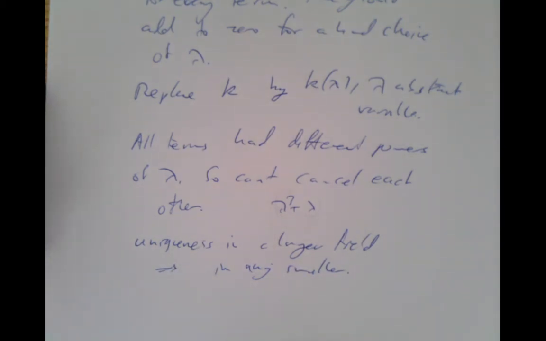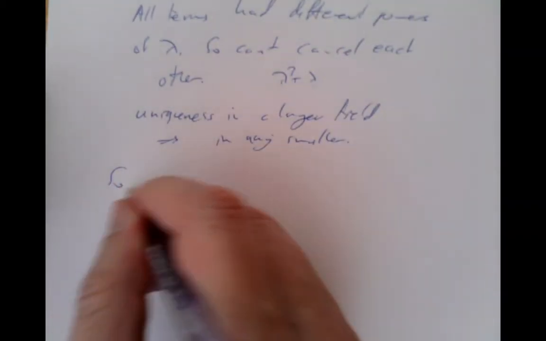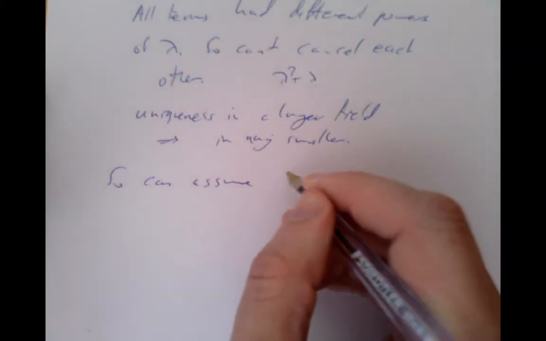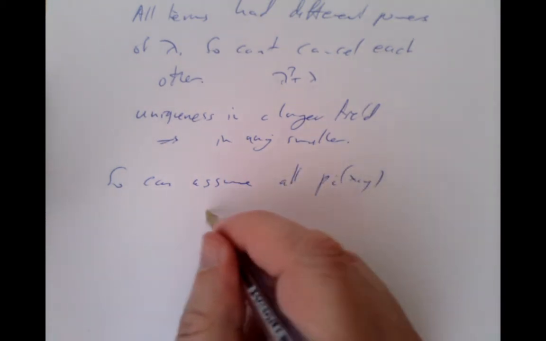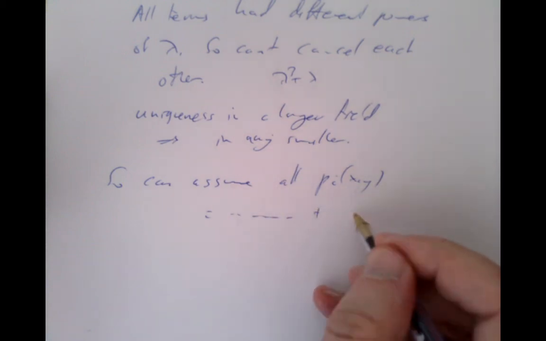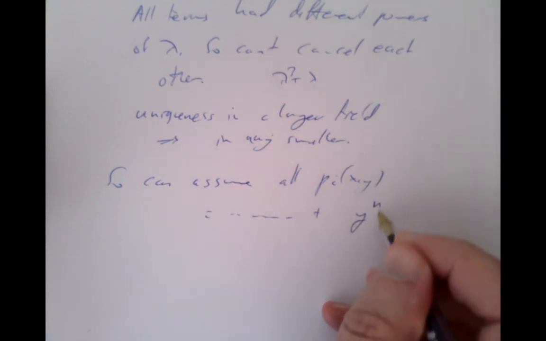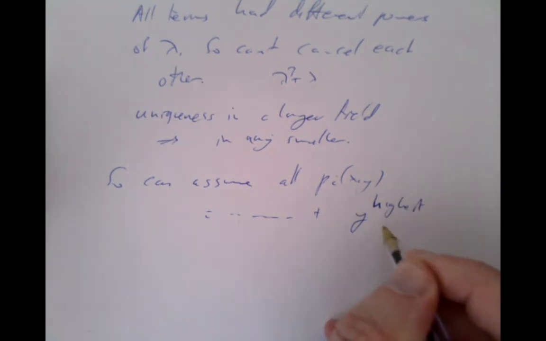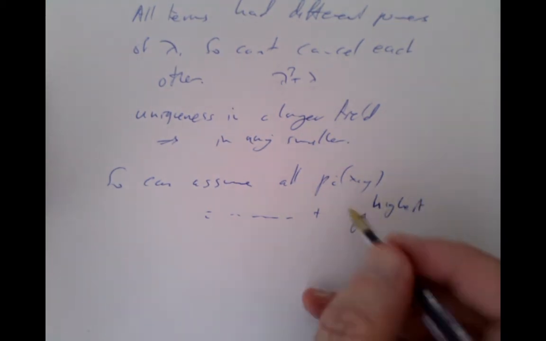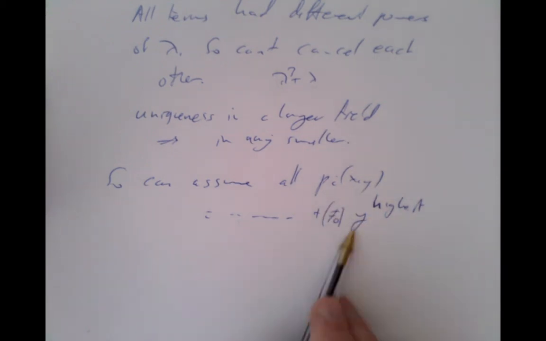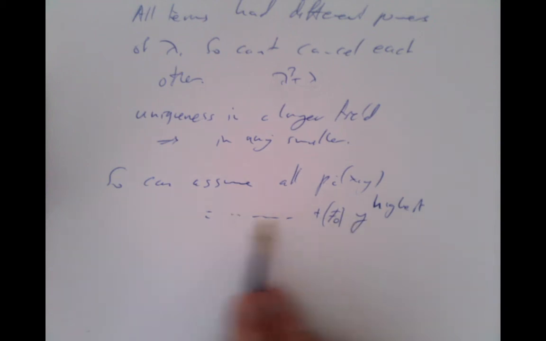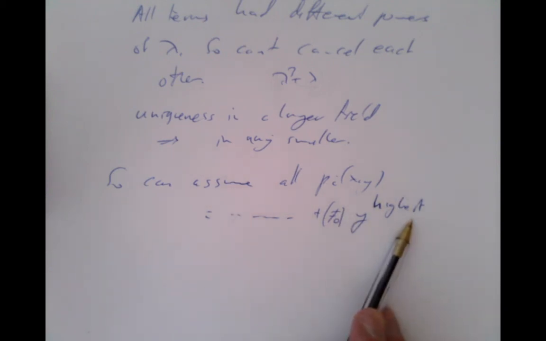So this means we can always assume that all the factors pi of x y have the form blah blah lower order terms plus the highest order term in y. Let's say the highest order term of all occurs purely in y with some non-zero constant out at the front, and this is as high a term as it ever appears anywhere else, strictly higher than all the others in y. So they all look like this.